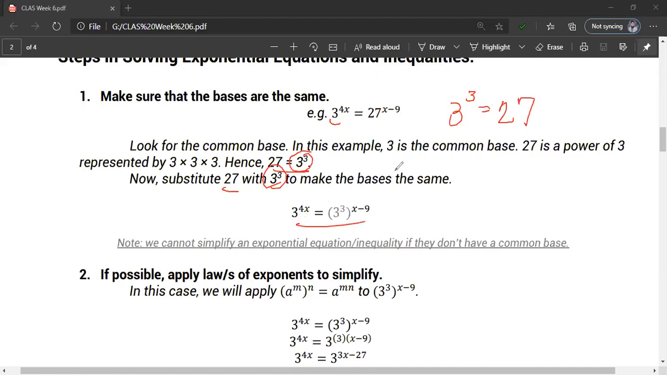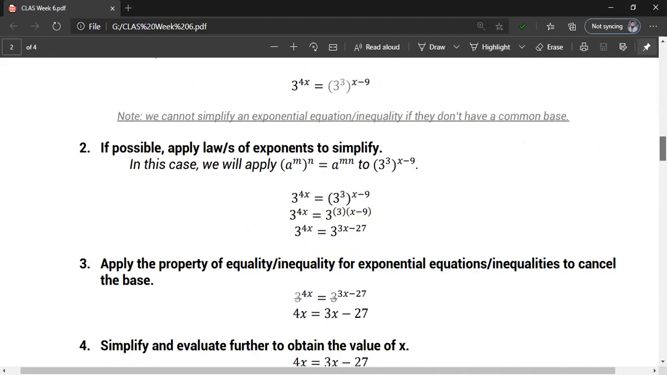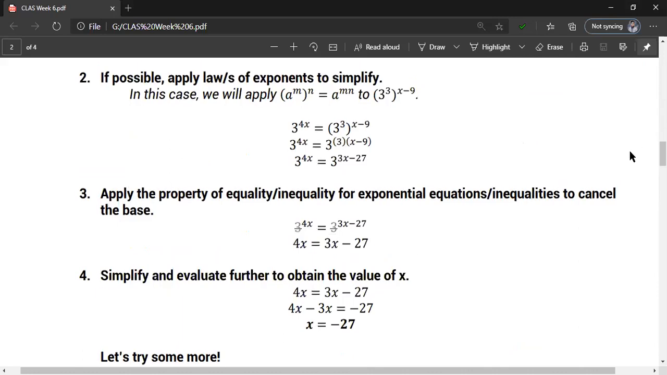Bakit kailangan ng common base? Kasi note class, pakibasa, we cannot simplify an exponential equation or inequality if they don't have a common base. Okay? Hindi natin siya masi-simplify earlier. And malalaman natin kung bakit mamaya-maya lang. So yan siya. Di ba ganun din naman? Kasi di ba pag may gera, iba yung base ng China sa Philippines.